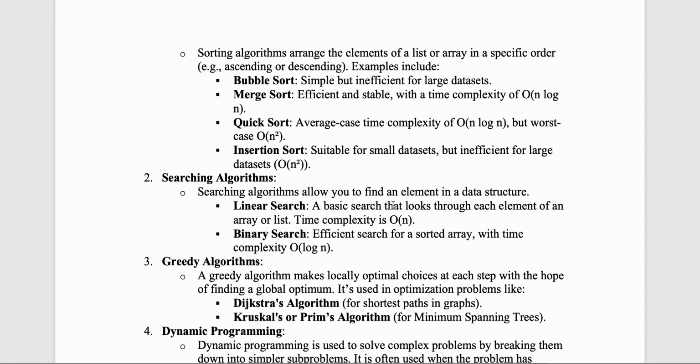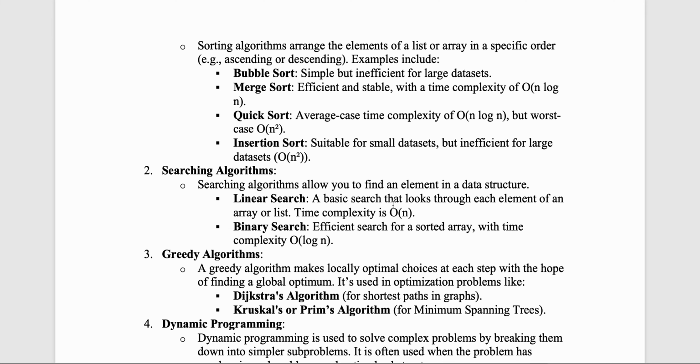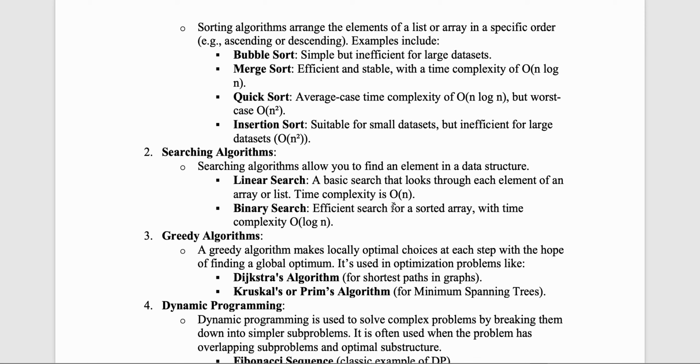This is the introduction part, so we are not covering that now. Then, apart from sorting and searching algorithms, we have greedy algorithms. A greedy algorithm makes the locally optimal choice at each step. Whenever it has to make a decision, it will be greedy at that instant and always choose the locally optimal choice. Examples are Dijkstra's algorithm and Kruskal's or Prim's algorithm, for minimum spanning tree and shortest path.